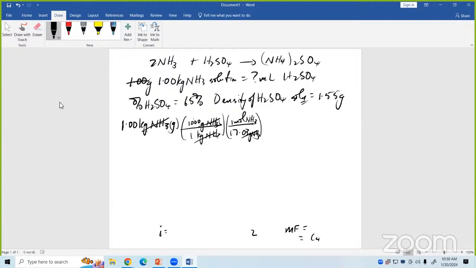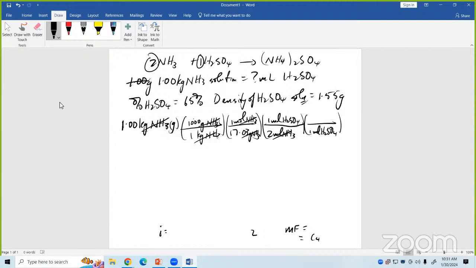Now, the next step is the mole ratio between the ammonia and the sulfuric acid. And that's where the equation comes in. Based on the equation, there's a 2-to-1 ratio between the ammonia and the sulfuric acid. So I'm going to put 2 moles of NH3 down here and 1 mole of H2SO4 above. So this will cancel out with this. Then the next step is I would find the mass of sulfuric acid. So I'd convert from moles of sulfuric acid to mass. I'm going to put 1 mole of H2SO4.